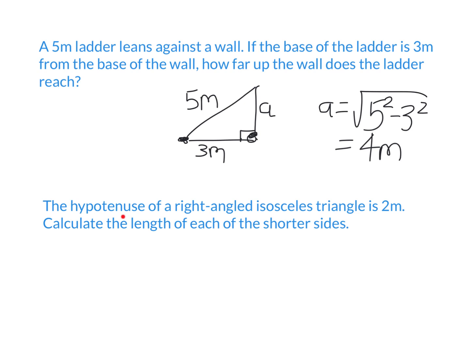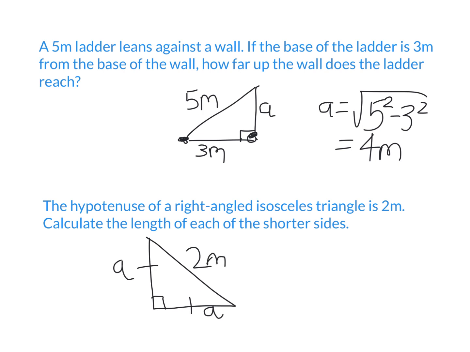All right, let's try this one here. The hypotenuse of a right-angled isosceles triangle is 2 meters. Calculate the length of each of the shorter sides. So again, we are given a worded question. Let's draw a diagram to see what's going on. So a right-angled isosceles triangle looks a bit like this. It actually has 2 equal sides, and the 2 equal sides have to be the shorter sides. The hypotenuse is always longer than the shorter sides. So I'll just call each of these a. Because they're the same length, I can use the same letter. So we're told the hypotenuse here is 2 meters.